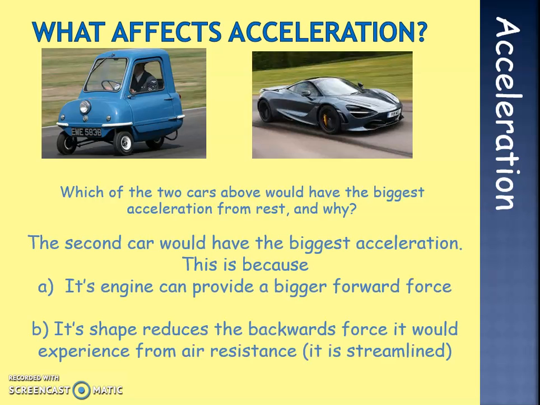Okay, so the second car would have the biggest acceleration, and it's for 2 reasons. Because number 1, its engine can provide a bigger forward force. We know from previous work, force equals mass times acceleration, so if it can provide a bigger force, that's fine. The other way is, its shape reduces the backwards force it would experience from air resistance, so it's streamlined, so the force that's pushing it back isn't as big as on that first car. It's got a bigger surface area, lots of air would be hitting that. On the second car, air can smoothly travel over it.